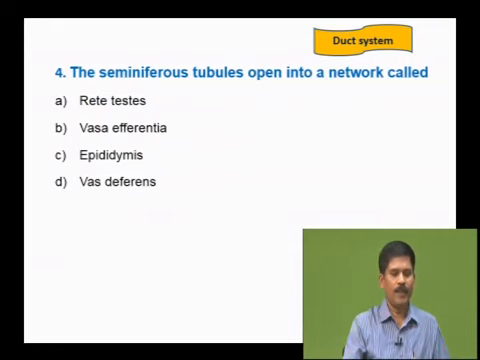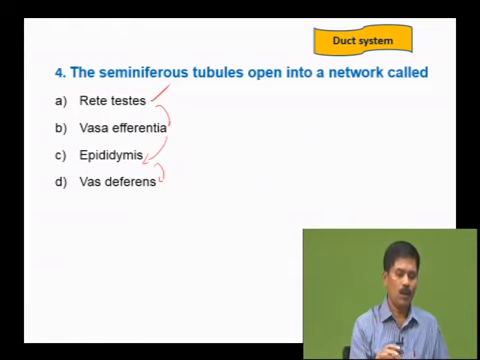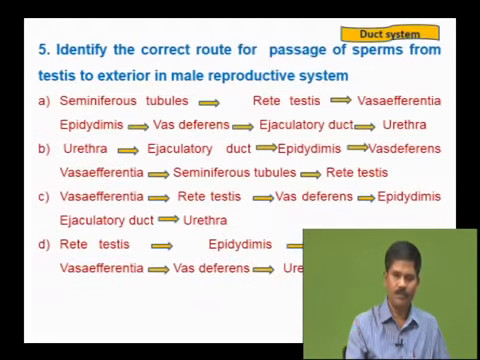Next question. The seminiferous tubules open into a network called. All the seminiferous tubules of a testis open into a network called rete testis, which in turn opens into vasa efferentia. Vasa efferentia open into epididymis. Epididymis opens into vas deferens. In this question, the seminiferous tubules open into a network; the correct option is rete testis. A is the right option.